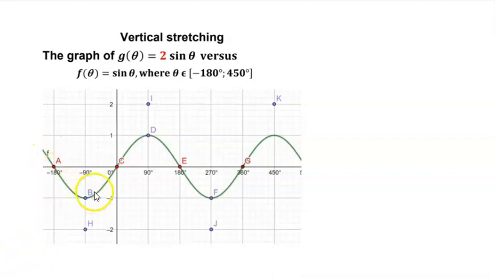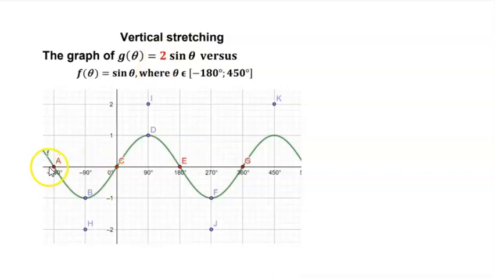Consider again the mother function y equal to sine theta, the green graph here. If we want to vertically stretch this graph, then we have to multiply this f of sine theta with a factor. In this case, we have a factor of 2. So we multiply each y value because the sine theta here is the y value. The theta is the independent value and sine theta is the dependent value.